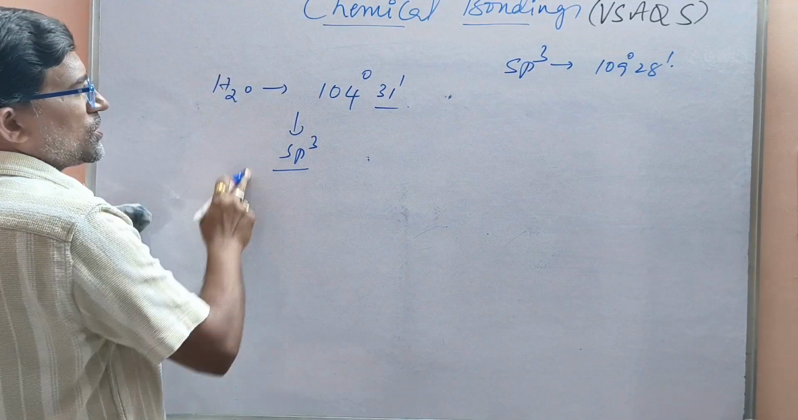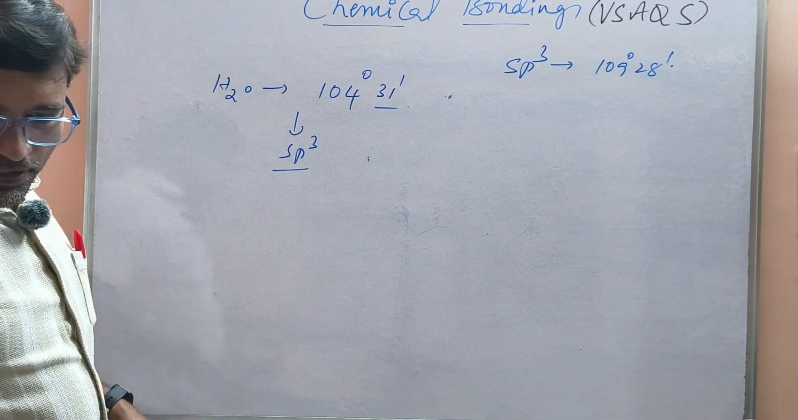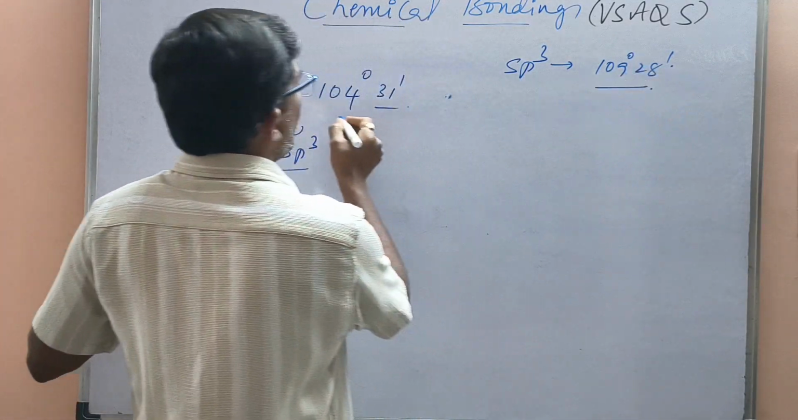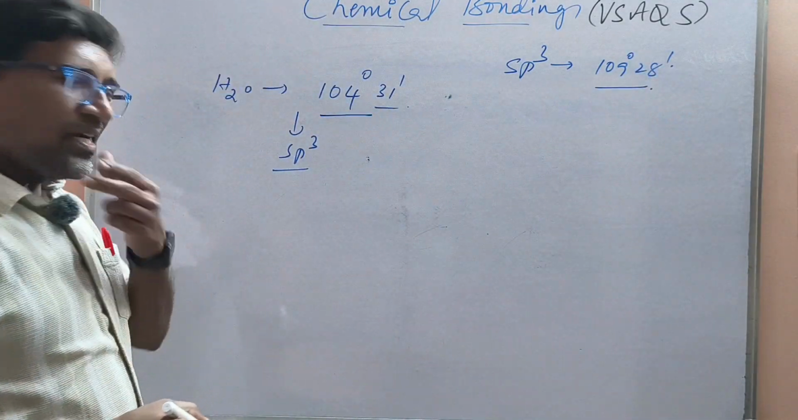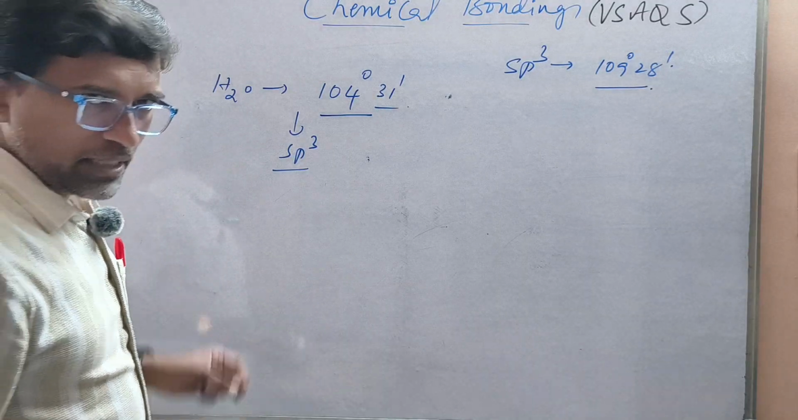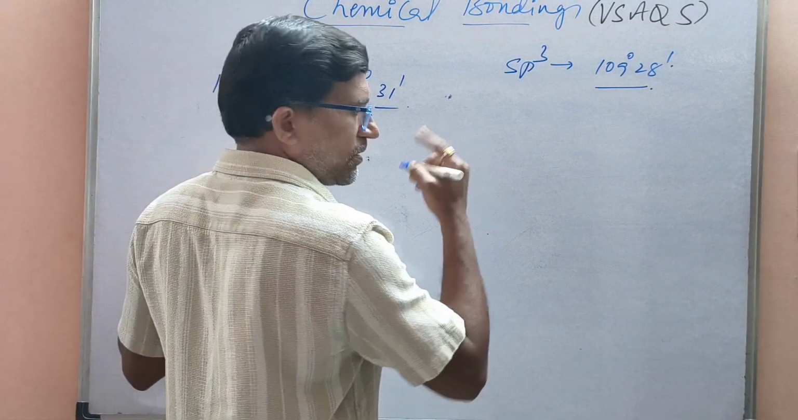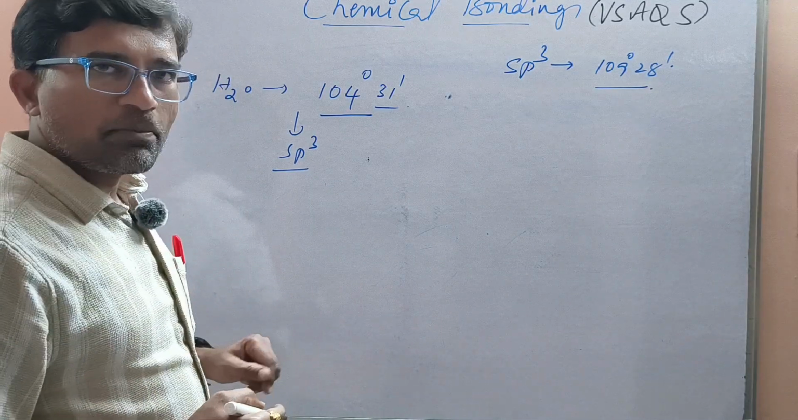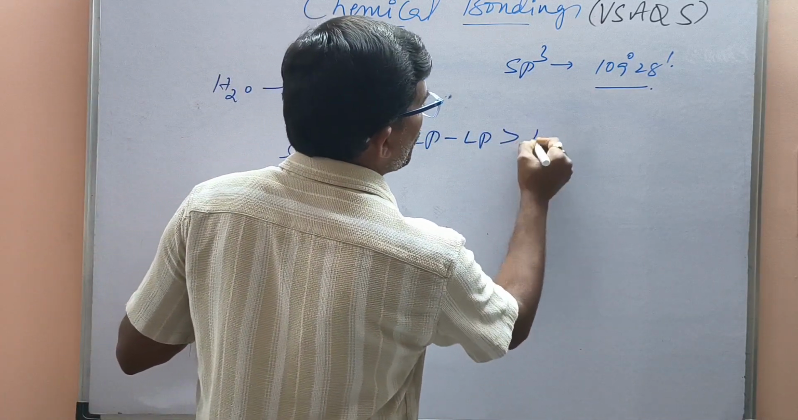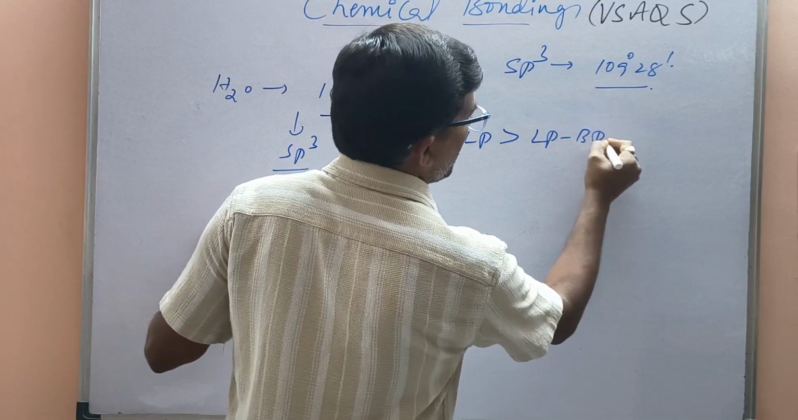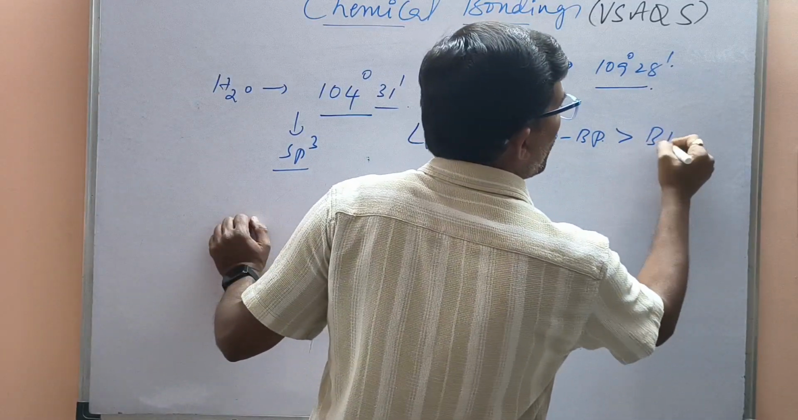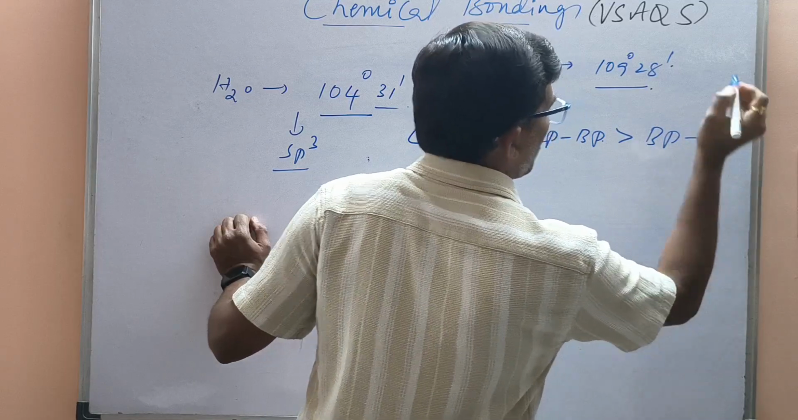Now the type of hybridization is sp3. So the hybridization is sp3. Bond angle should be 109 degrees 28 minutes, no? Why is it 104 degrees 31 minutes? The reason is the presence of lone pairs. According to the concept of valence shell electron pair repulsion theory, lone pair-lone pair repulsion is more than lone pair-bond pair repulsion. Lone pair-bond pair repulsion is more than bond pair-bond pair repulsion.